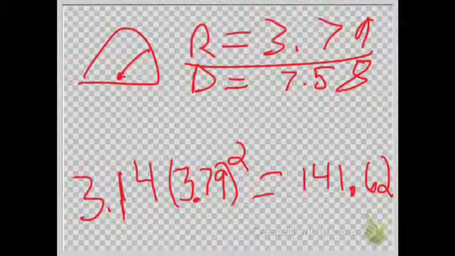Now we're going to figure out the area of a circle. Now we need to do 3.14 times 3.79 to the second power, and we should get 141.62.